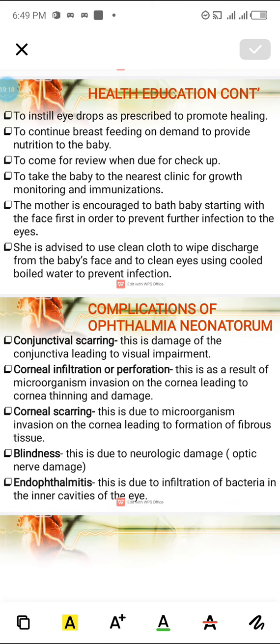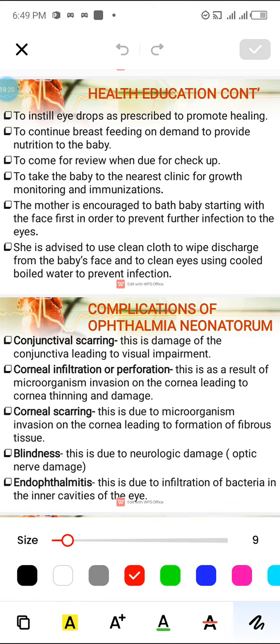Then let's look at the complications. The complications are very, very fatal. If you look at the first one, which is conjunctival scarring, if not identified early and treated early, we can have conjunctival scarring. This is the damage of the conjunctiva leading to visual impairment, meaning that the child can even become blind, because the conjunctiva is going to be damaged if not treated early.